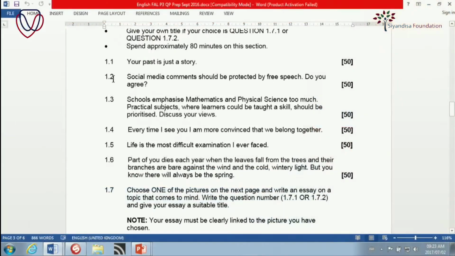Here we are. The first, 1.1, Your Past is Just a Story. 1.2, Social Media Comments Should Be Protected by Free Speech. Do you agree? 1.3, Schools Emphasize Mathematics and Physical Science Too Much. Practical subjects where learners could be taught a skill should be prioritized. Discuss your views.